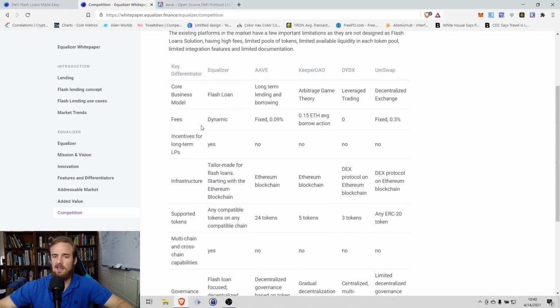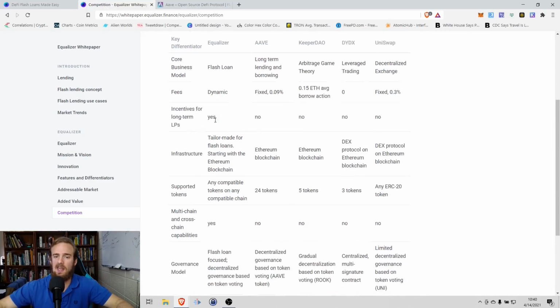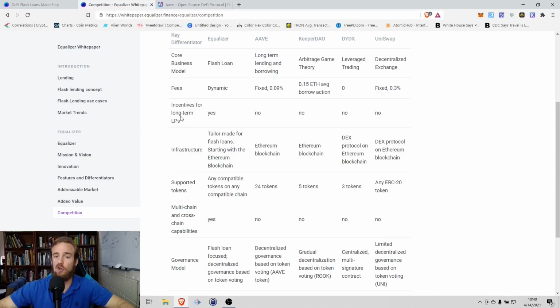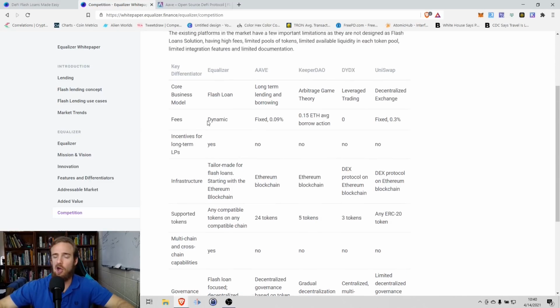Now, this is something that I really like here. Their fees are dynamic, which means that they are not fixed. And here's the key thing, the incentives for long-term liquidity providers. So on all of these other platforms, you really don't have an incentive to keep your funds with the platform. If you can get a better rate somewhere else, you're going to switch and try and get that better rate. But with Equalizer, there's an incentive system to try to keep you to have your funds there. So it provides that longer-term stability.